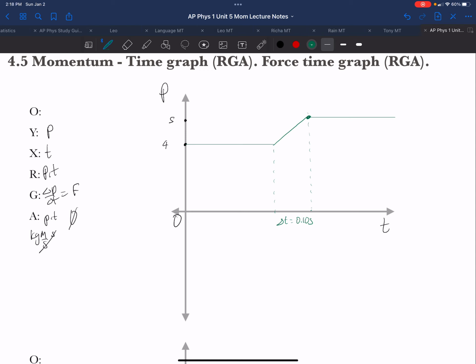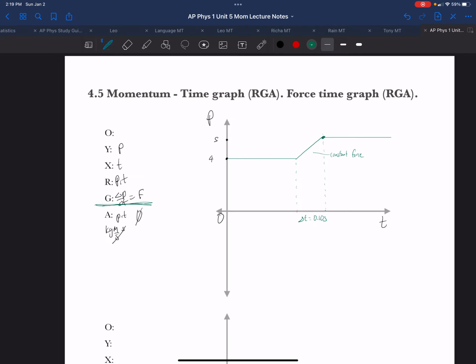Now, since this cart was being pushed by someone's hand, we assume that's a constant force. And the slope is force, so a constant force. And that's what this looks like. Steady momentum. An object wants to keep its current velocity. It experiences a force, which causes its momentum to change. Force applied for a period of time gives it an impulse, changes its momentum.